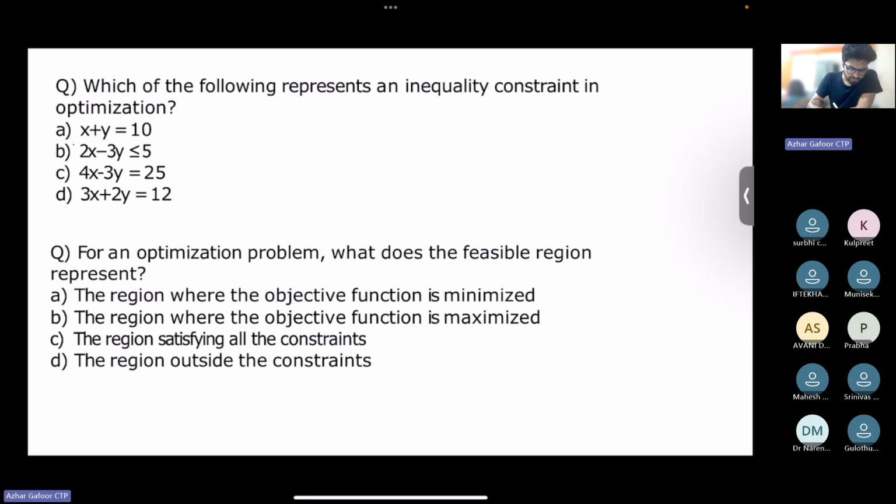So we have some questions. The answer to this one is B. For the second question, please try to answer. C. Yes, C is the correct answer.